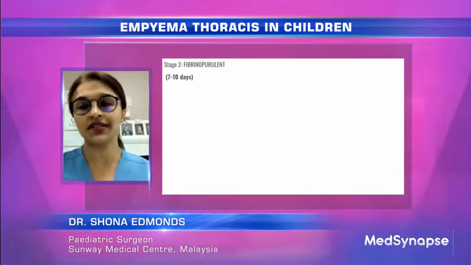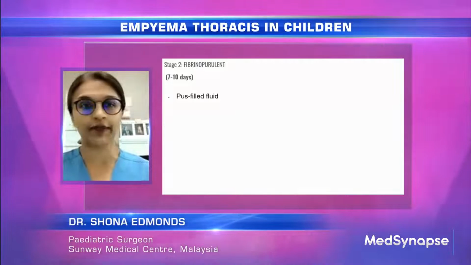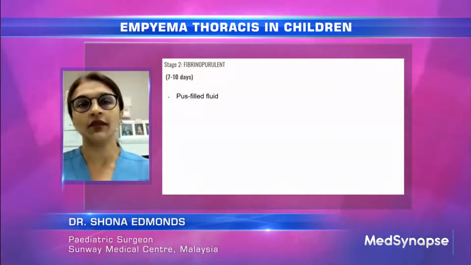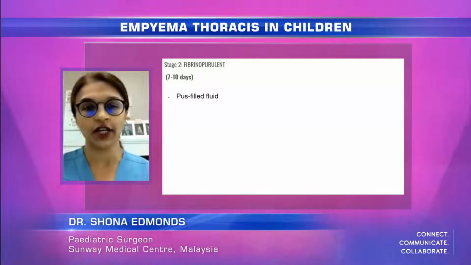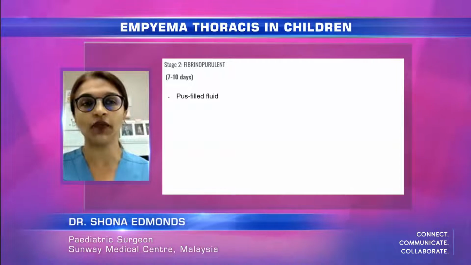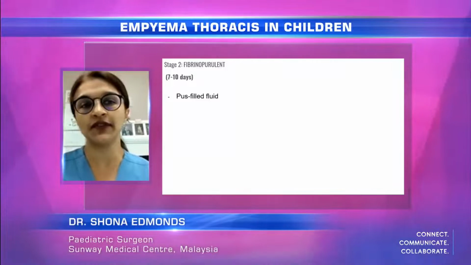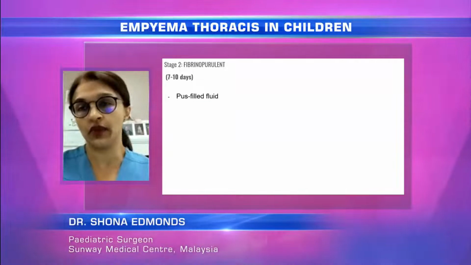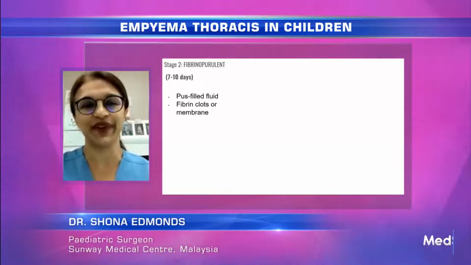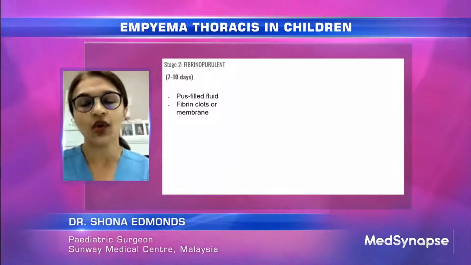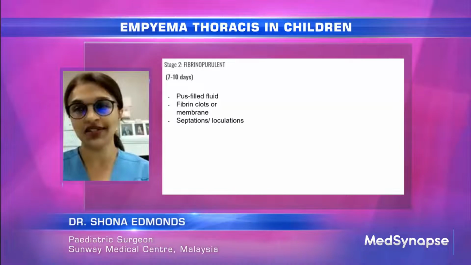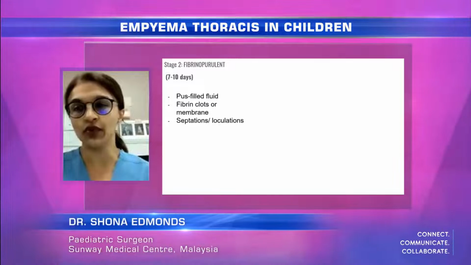So how does this stage actually look like? At this point of time, the pleural cavity is pus-filled, right? It's not a clear exudative effusion anymore. The pleural space becomes filled with pus-filled fluid. There's also the development of fibrin clots or membranes, which create septations or loculations within the pleural space.